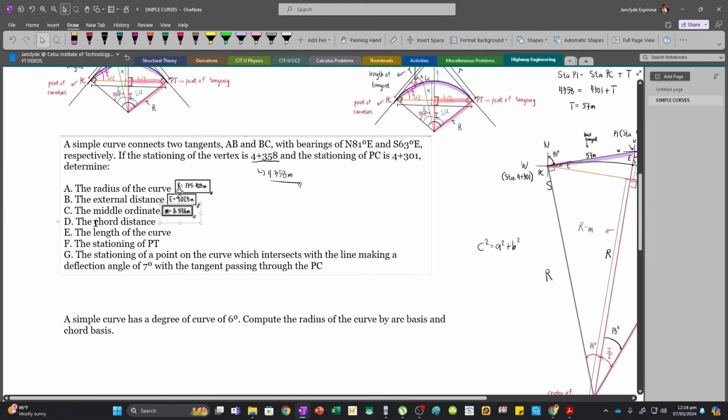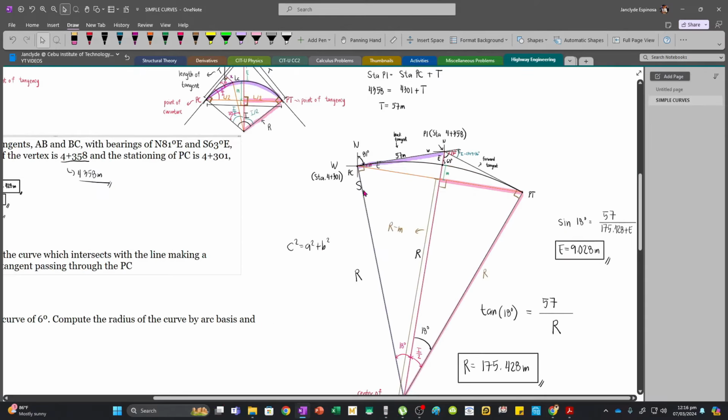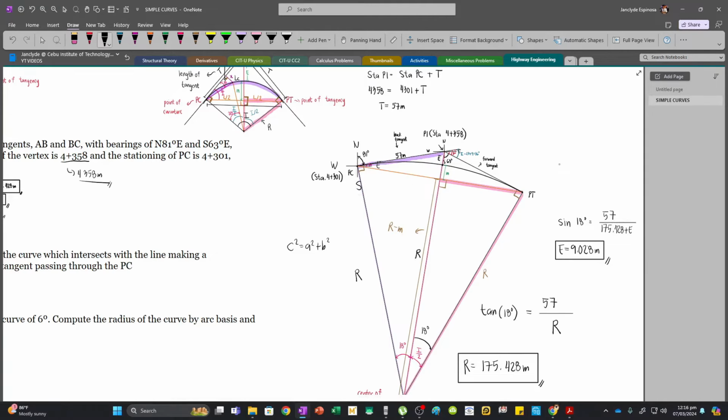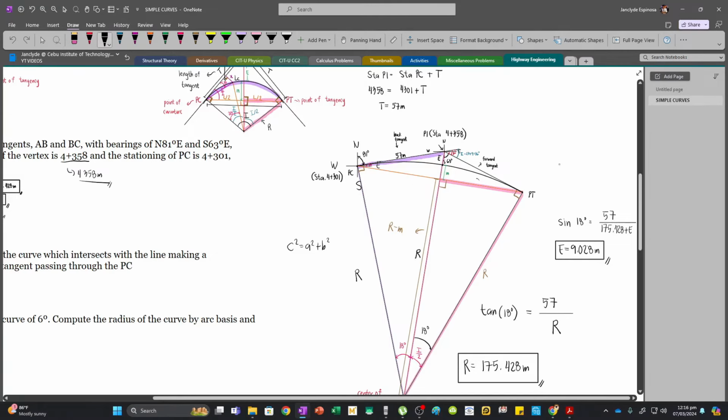Now our next question is the chord distance. So diba, ito yan, from PC patungo sa PT. Itong line na to. And so dito, we'll still consider the same triangle, but we'll be getting this side.